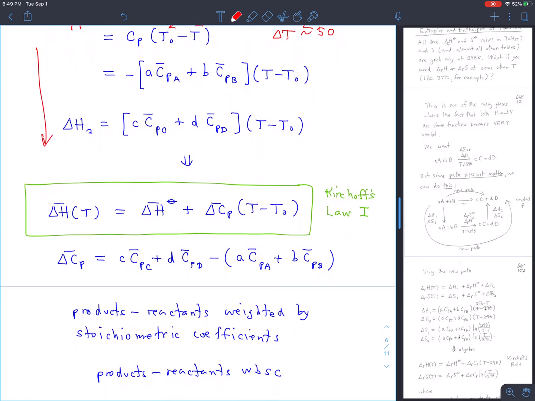Putting these things all together, we get that the new delta H at the new temperature is equal to the delta H at the table temperature plus a quantity that I've called delta Cp. It's routinely called delta Cp. That isn't just my name for it. It's the heat capacity change for the reaction times the temperature change, whatever that may be, T minus T0. Notice it's the actual temperature minus the table temperature.